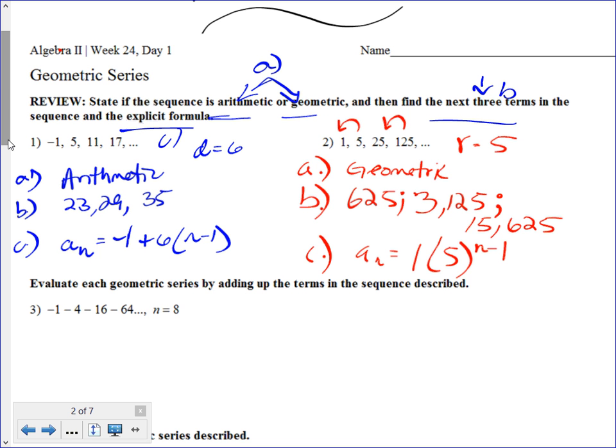Trying to review with you, trying to get you better at figuring out, is it arithmetic or geometric? Quiz on this stuff, bro. I don't think we took a quiz on this yet, did we? Yeah, we're getting there. We're about 3/4 of the way through this unit.